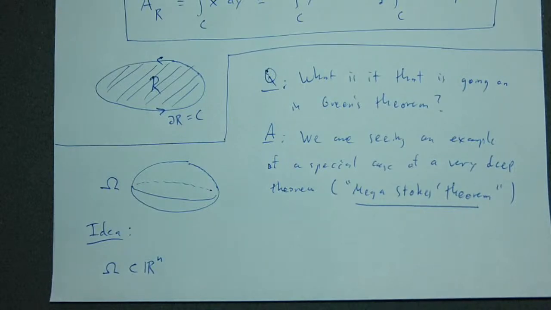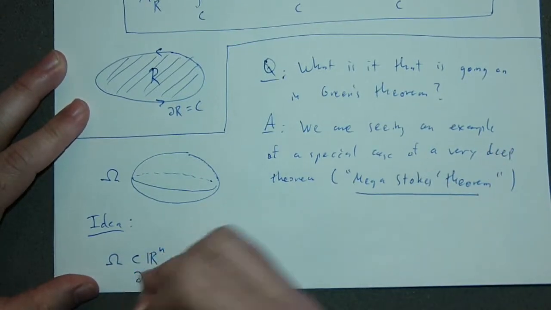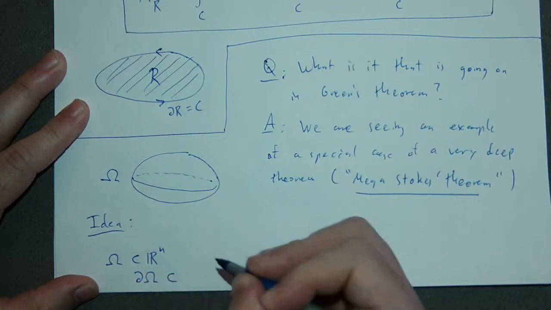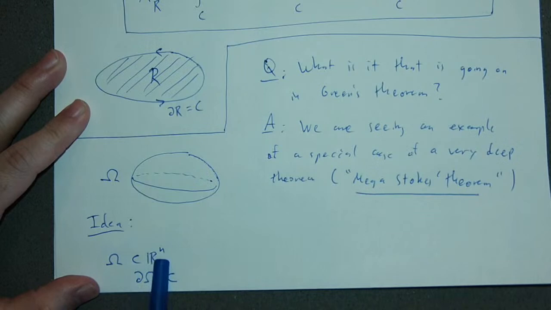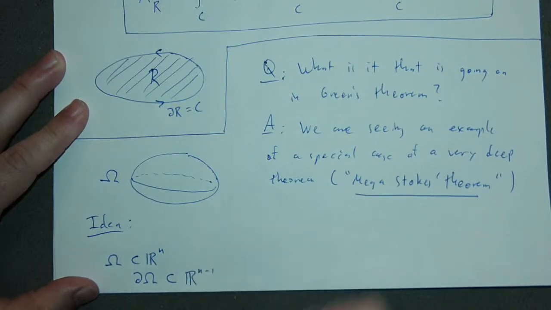So if your omega lives in R^n, it is this n-dimensional object. Well, the boundary of omega lives where? Right? If your object is n-dimensional, the boundary of your object has one less dimension.